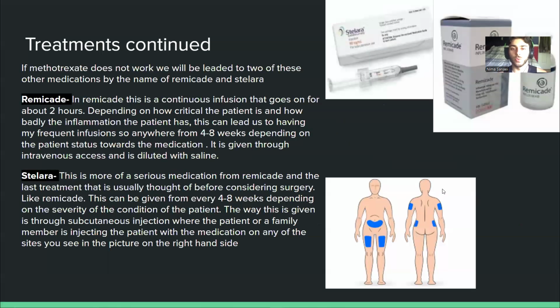If methotrexate doesn't work, our next option is going to be Remicade. Remicade is a continuous infusion that goes on for 2 hours, and depending on how critical the patient is and how much inflammation they have, it could lead to every 4 weeks or every 8 weeks of getting this intravenous infusion. Remicade is given through an intravenous access, or an IV, which is more popularly known as, and it is diluted with saline in order to help get the medication throughout the patient as thoroughly as possible.